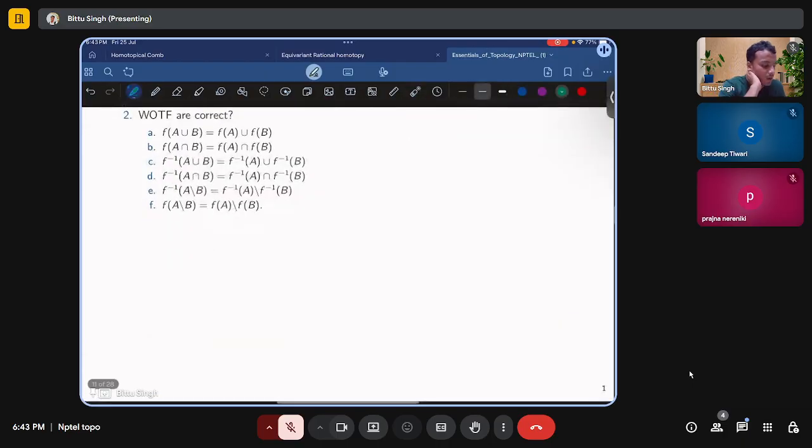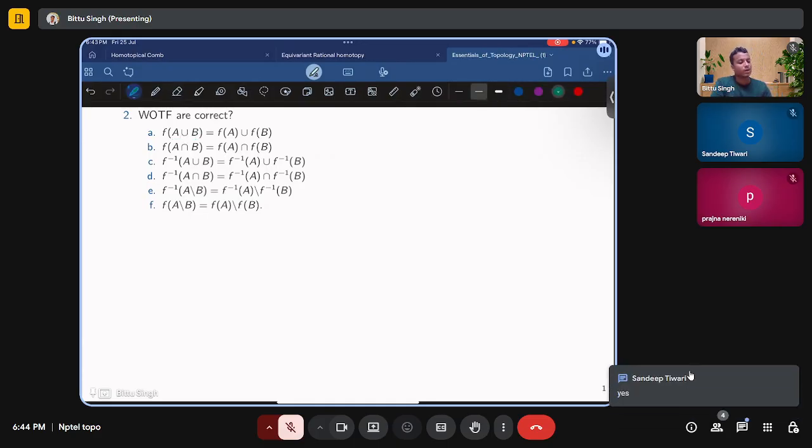So which of the following are correct? Those are actually preliminary things, some set theory and some function maths. The first one is: f applied on the union is the same as f of a union f of b. So a, b are two sets. Then is it true? f of a union b is, yes. So you can check.